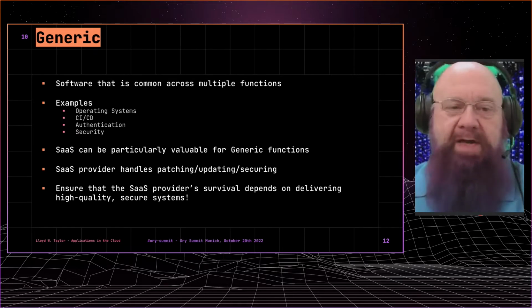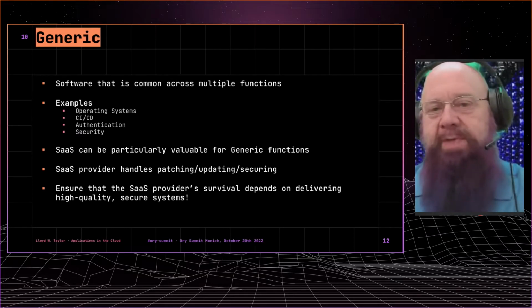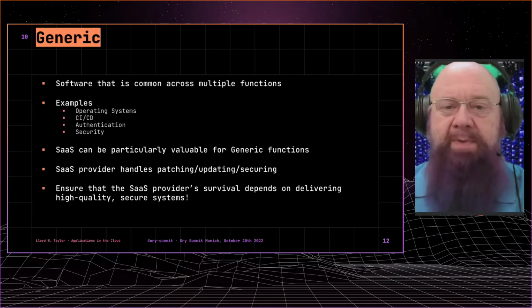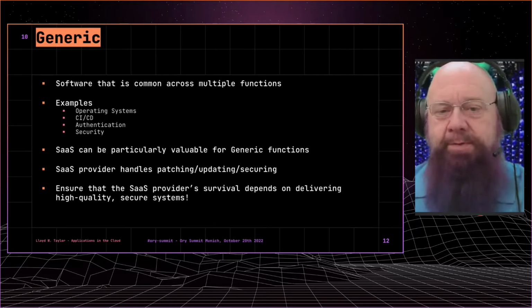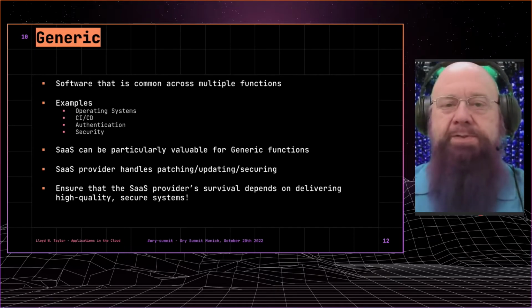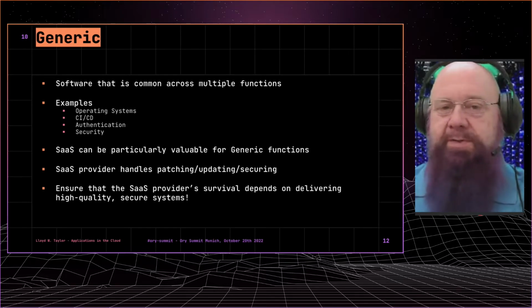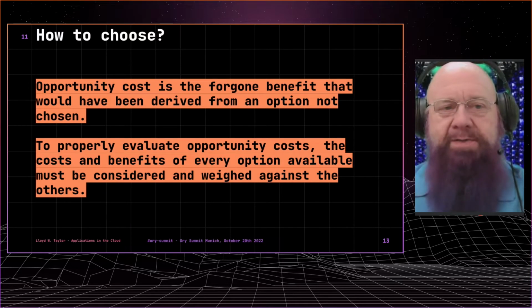The SaaS provider handles all the patching, updating, and securing. The main issue is making sure that they're good at versioning APIs, that they have good API documentation, and good sandboxes, so you can do all the testing you need against the SaaS product without putting your own product at risk. And again, as I said before, I'm very partial to special purpose SaaS companies whose survival depends on delivering high quality, secure systems that I depend on. Making sure they're aligned is great.